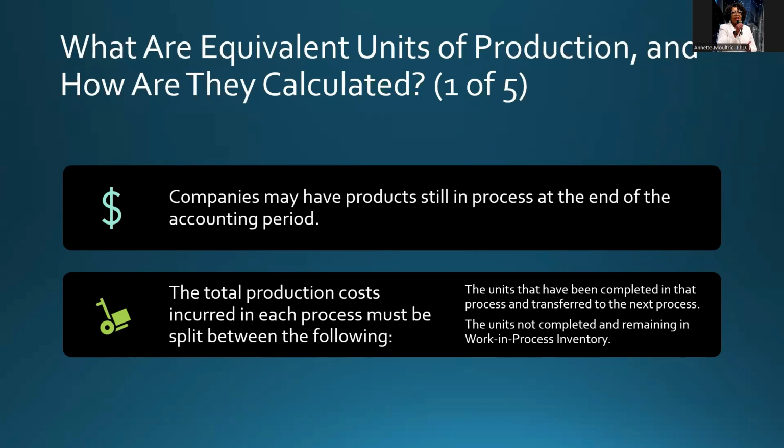At the end of an accounting period, companies may still have products in production. The total production cost for each process must be divided between the units that have been completed and moved to the next phase and the units that remain unfinished in work in process inventory.